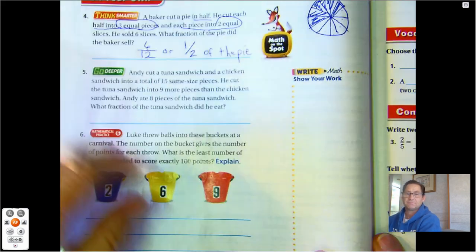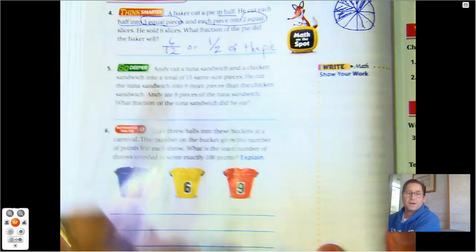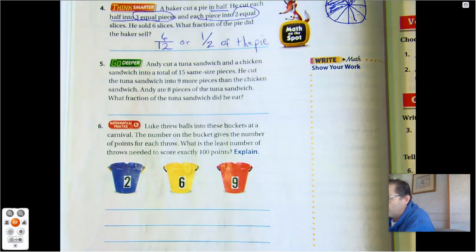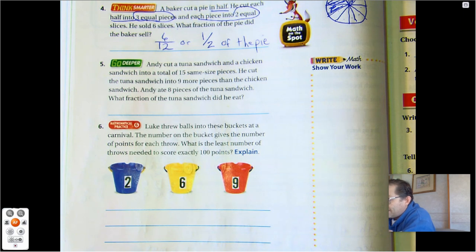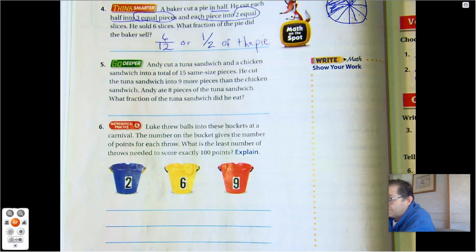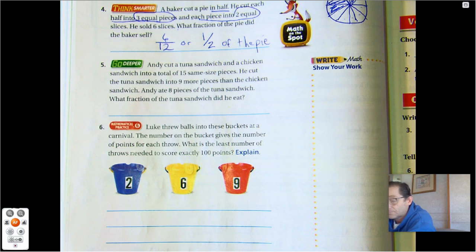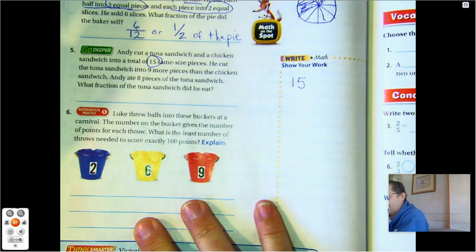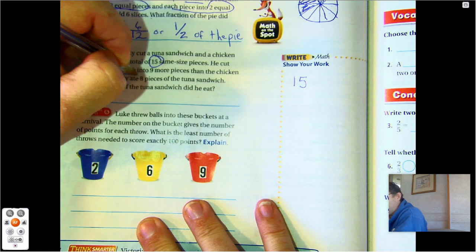Number 5, Andy cut a tuna sandwich and a chicken sandwich into a total of 15 same-size pieces. He cut the tuna sandwich into 9 more pieces than the chicken sandwich. Andy ate 8 pieces of the tuna sandwich. What fraction of the tuna sandwich did he eat? Wow. Well, let's start with what we know. We know there's 15 same-size pieces. He cut the tuna fish sandwich into 9 more pieces than the chicken.